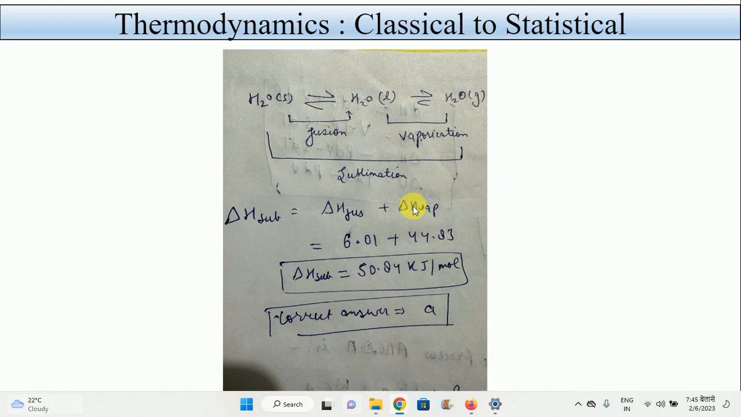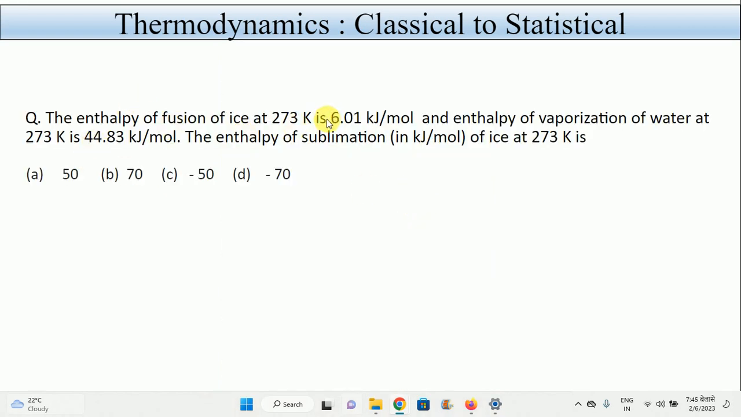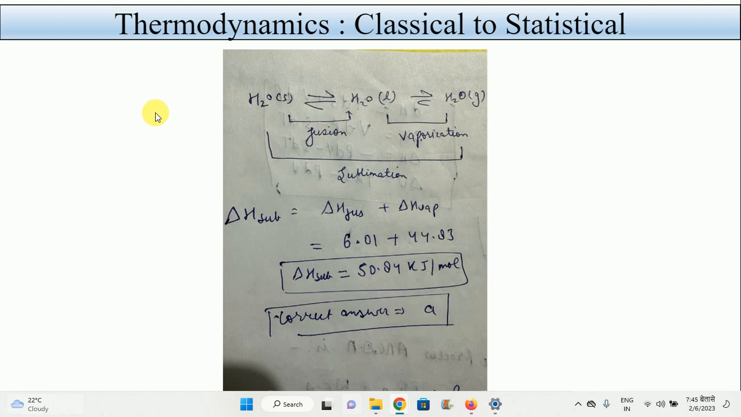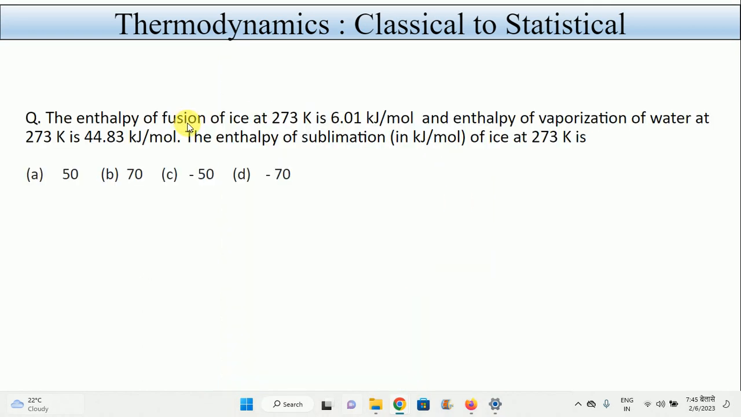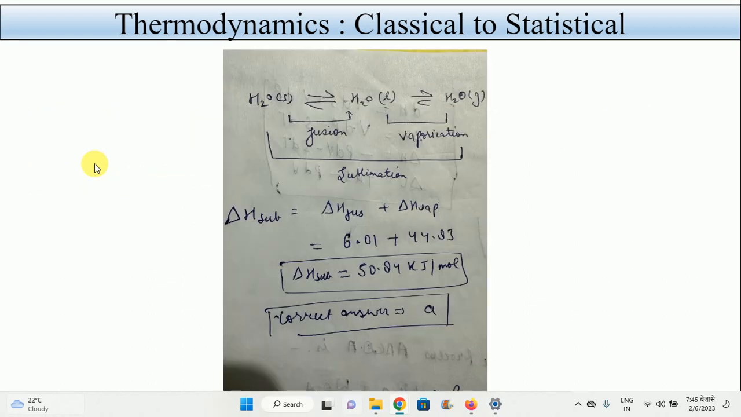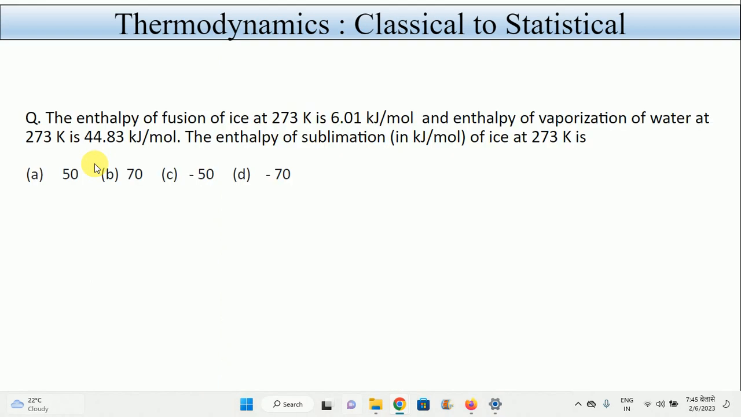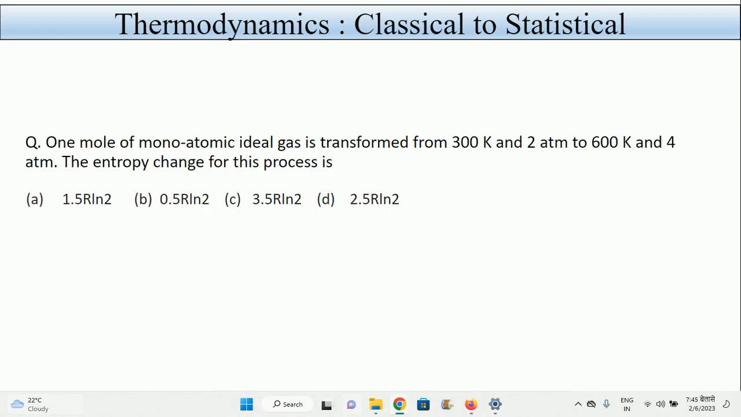So here in the question, enthalpy of fusion is given 6.01 kilojoule per mole, and enthalpy of vaporization is given 44.83 kilojoule per mole. So we can add these quantities and we can get the answer. It is a very simple question. So it is matching with option A, 50. It is a positive quantity, and we know that converting ice to vapor is an endothermic process. So delta H is positive only.